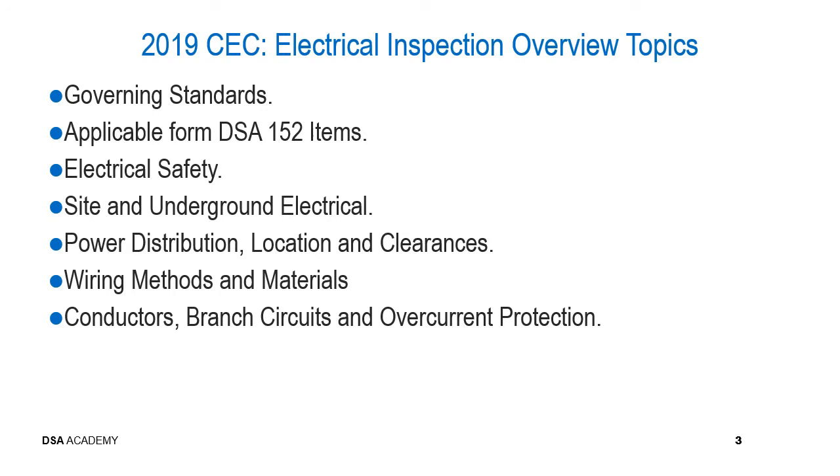The following is a list of the electrical inspection overview topics that we'll be covering in this training today, and they are governing standards, applicable Form DSA 152 items, electrical safety, site and underground electrical, power distribution, location and clearances, wiring methods and materials, and conductors, branch circuits, and overcurrent protection.